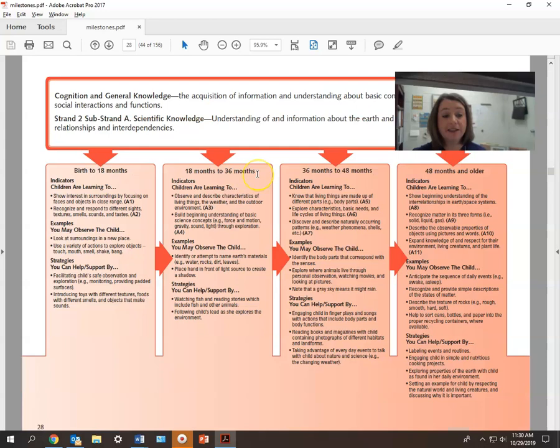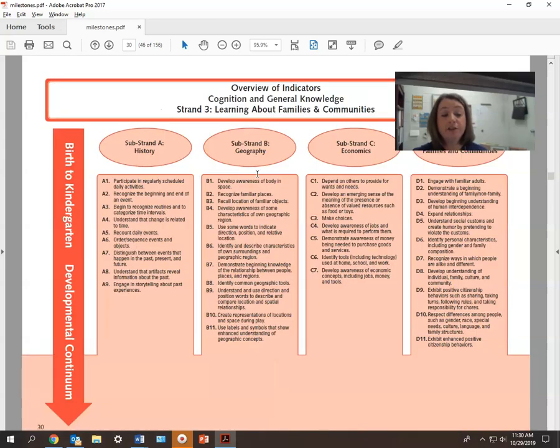So this is science. And then you get to strand 3, learning about families and communities, and this is going to be the social studies section. So you can see that there's 4 substrands: history, geography, economics, and families and communities. And again, it's on their level, it's developmentally appropriate, but it is such a solid foundation in what they're going to need as they get older.